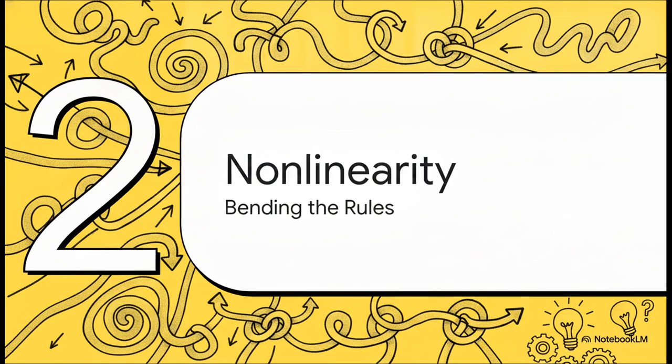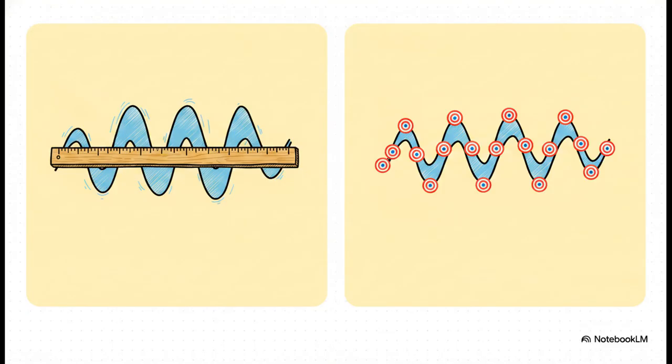Section 2. Bending the rules. Non-linearity. But as we all know, the real world is messy. It's nonlinear. Things just don't move in perfect straight lines with perfectly predictable math, right? This means our standard filter hits a massive wall and needs some serious problem-solving upgrades. So we've got two primary workarounds here.